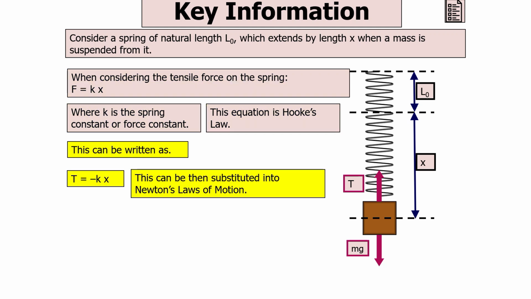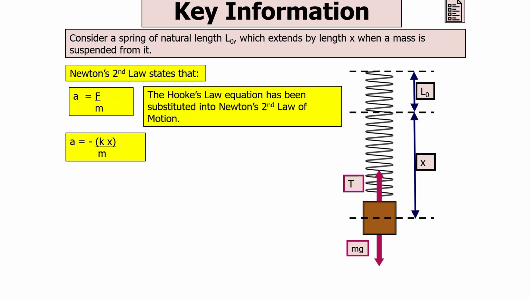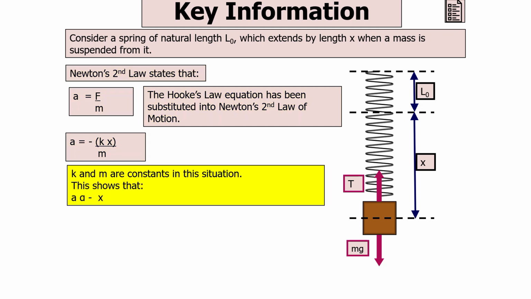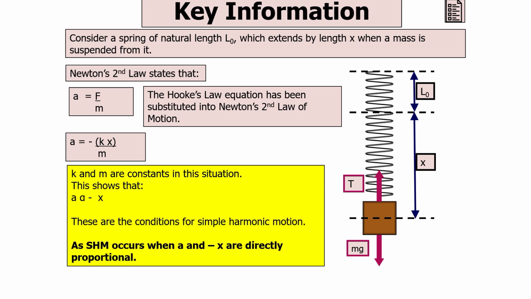Now this can be written as F is equal to minus kx, which can then be substituted into Newton's laws of motion. Now we know Newton's second law states that a is equal to F over m, so we can substitute in the Hooke's law equation into Newton's second law of motion and say a is equal to minus kx over m. Now in this instance k and m are constants, so this shows us that a is directly proportional to negative x. Now these are the conditions for simple harmonic motion, as simple harmonic motion occurs when the acceleration and the negative displacement are directly proportional.